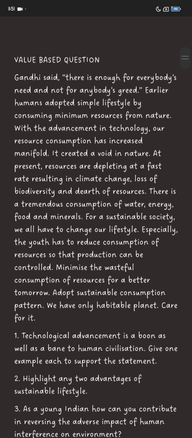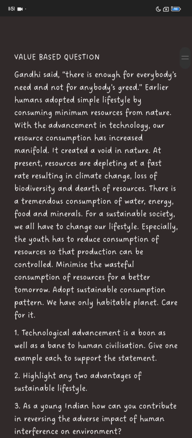Value-based question. Gandhi said, "There is enough for everybody's need and not for anybody's greed." Earlier humans adopted a simple lifestyle by consuming minimum resources from nature. With the advancement of technology, our resource consumption has increased manifold. It created a void in nature.